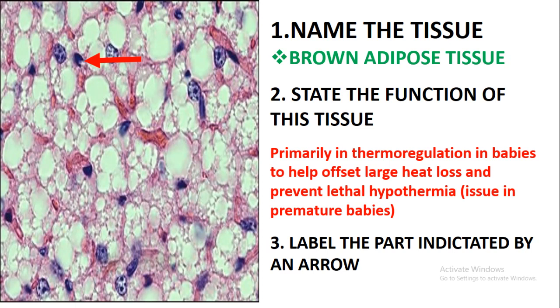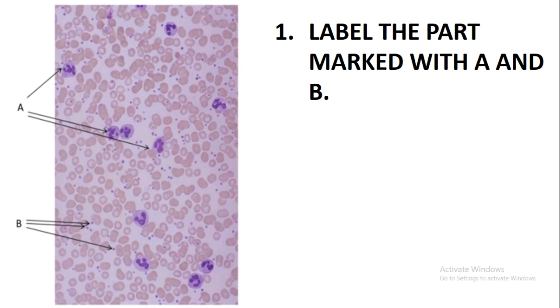Then label the part indicated by an arrow. The part indicated by an arrow is simply the nucleus. Let's quickly move on and look at the next question. The next question, we have been asked to label the part marked with A and B.